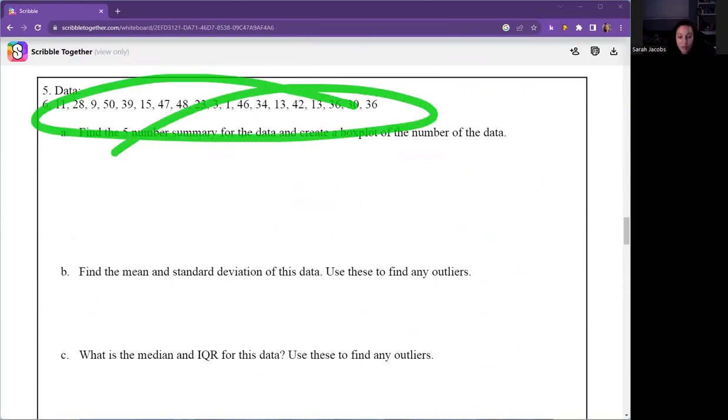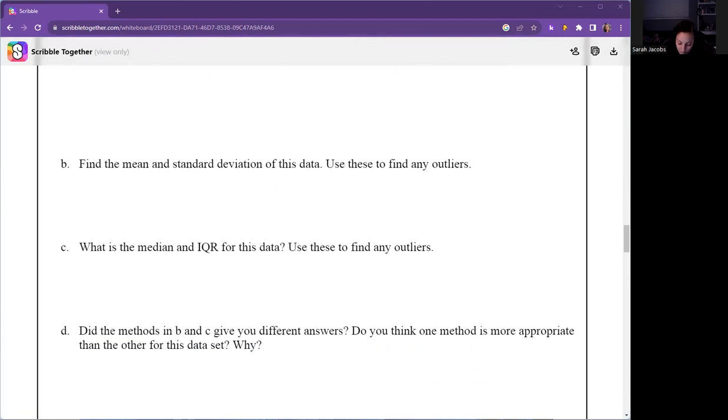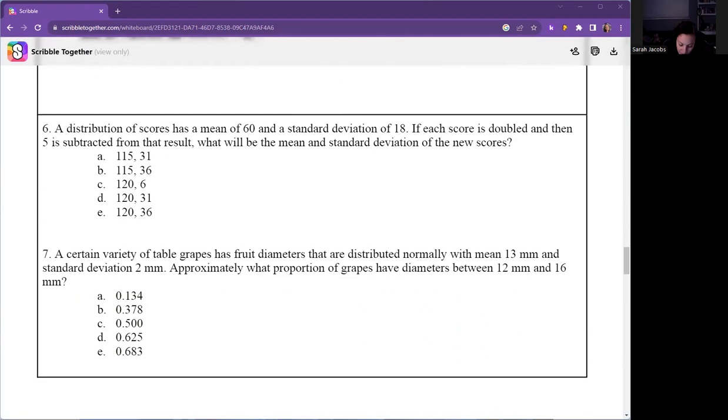Finding the 5-number summary and creating a box plot, we did one of those in the previous one. So you can check the answer key. I'm not going to go through this again. These, again, were repeat questions.